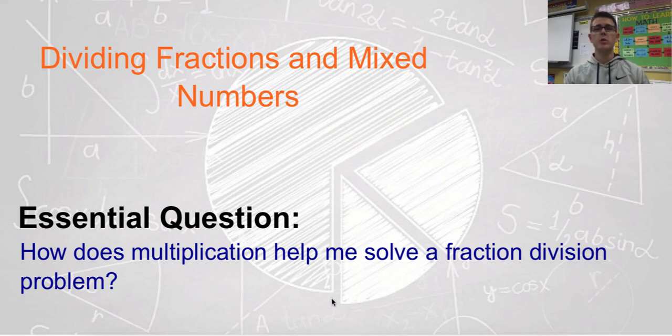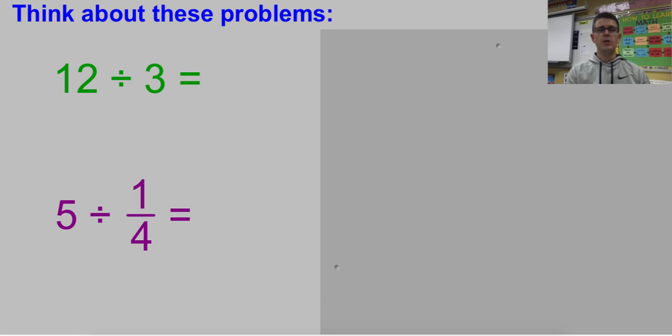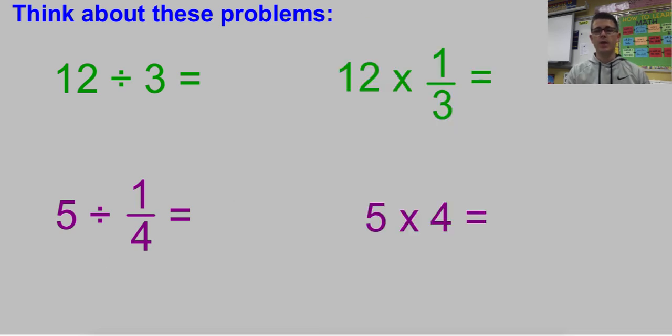So we just got done with multiplying fractions, talking about cross-simplifying, all that kind of stuff. We had to use our integer rules. Remember, our integer rules are the same for dividing as they are for multiplying, but now we're going to put all those pieces together. So get your essential question: how does multiplication help me solve a fraction division problem? So on your notes there, I've got a couple different problems.